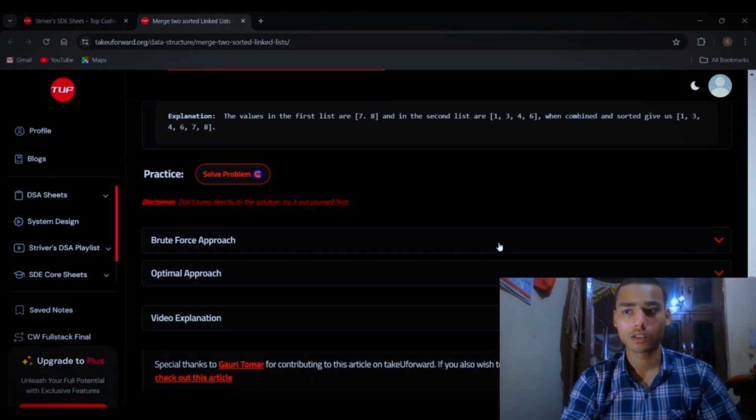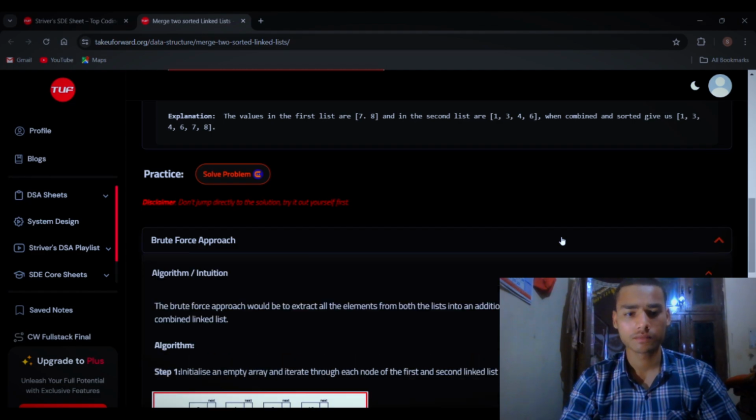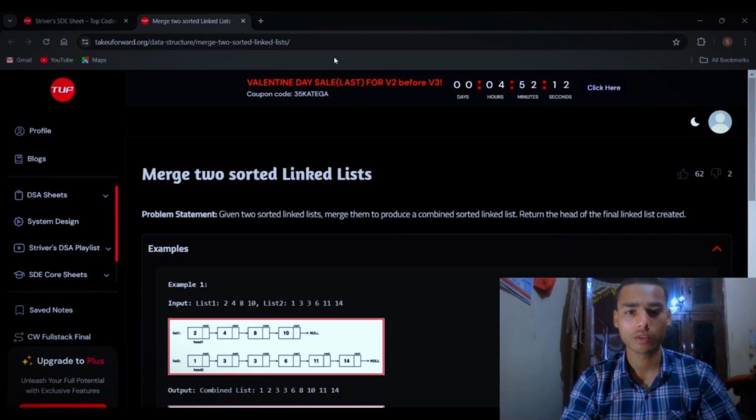But don't see the solution before practicing it for a minimum of 30 minutes. After that, you can check the solution and move forward to the next question.